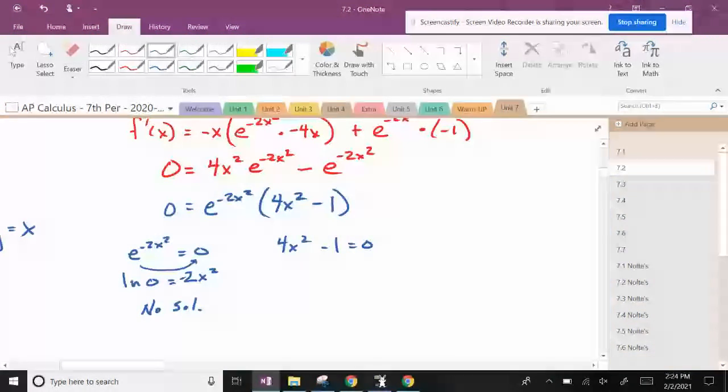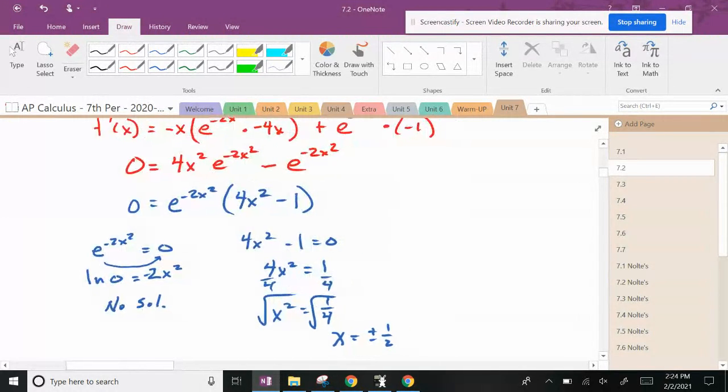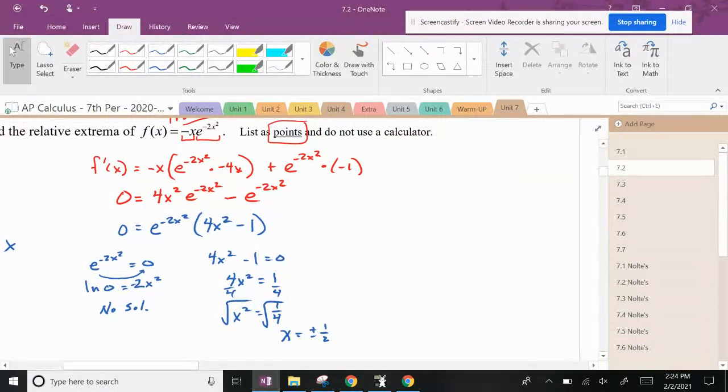Okay, but we got that other one. All right, how would we solve the 4x squared minus 1? So add 1, then divide by 4, and then square root it. Eventually, at the end of all of this, we get plus or minus 1/2. So we still have to decide if that's a min or a max, and in order to decide, we need a number line, right?